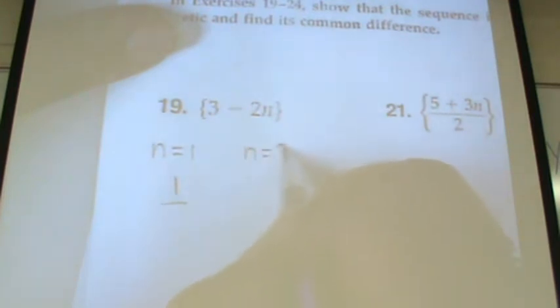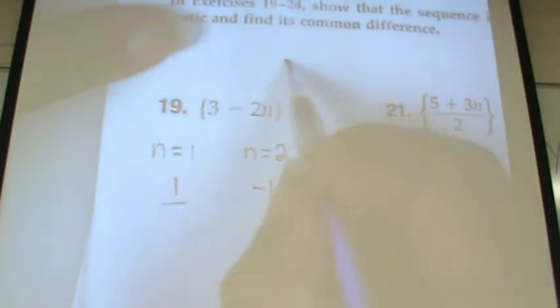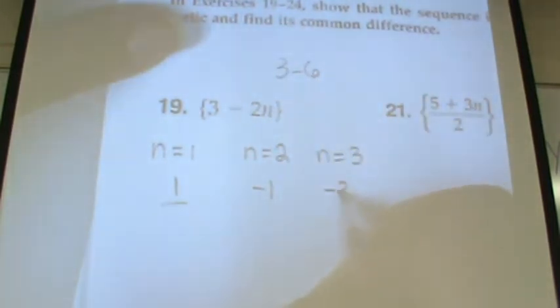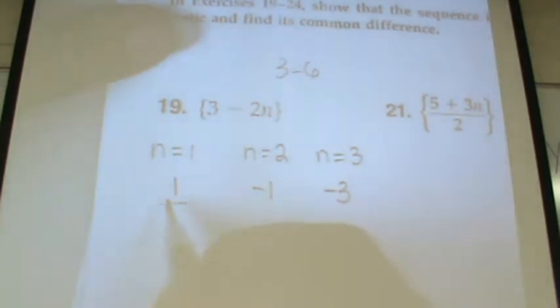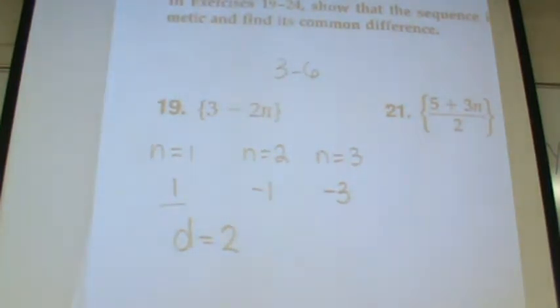Then if n is 2, put a 2 in here. 3 minus 4 is negative 1. Then if n is 3, plug a 3 in here. You have 3 minus 6, which is negative 3. How are you going from 1 to negative 1? You're going down by 2. That's your common difference. You're showing that the common difference is negative 2.